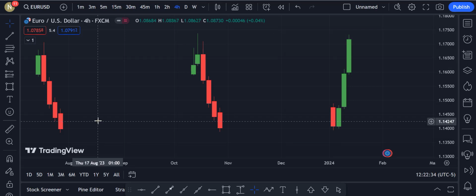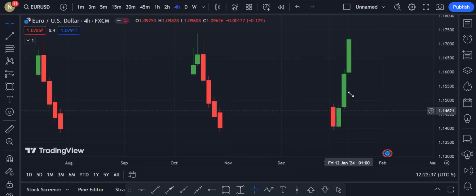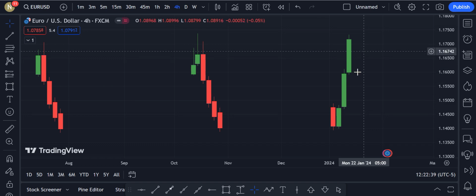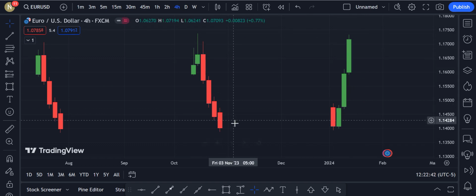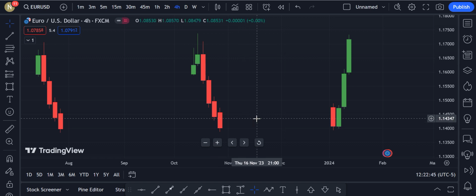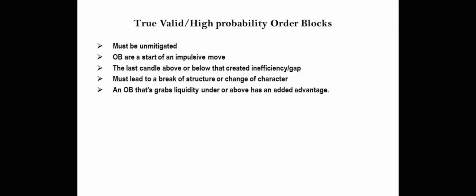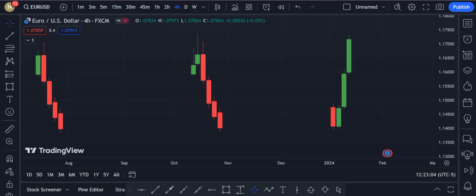When we get back here, these are what we term as impulsive moves, the strong buy or sell moves. Those are what we call impulsive moves. You get me? At the same time, an order block is the last candle above or below that created inefficiency. Inefficiency: these are the gaps created during those impulsive moves.